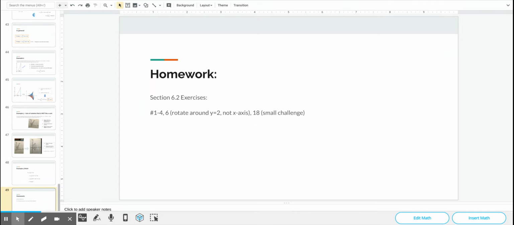For homework, you've got a couple of problems, numbers 1 through 4, number 6, but I'm changing the directions for number 6. I just want you to rotate around the axis y equals 2, not the x-axis, which the book says, so don't do that. And then number 18 is a little bit of a challenge. It's similar to what we did. It's still a disk method, but it's got a little bit different of an orientation, and so I want you to try number 18 as well.